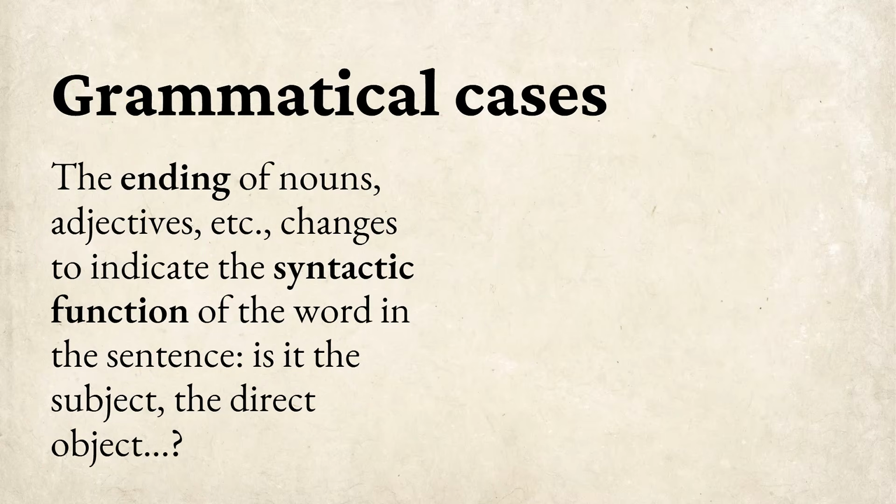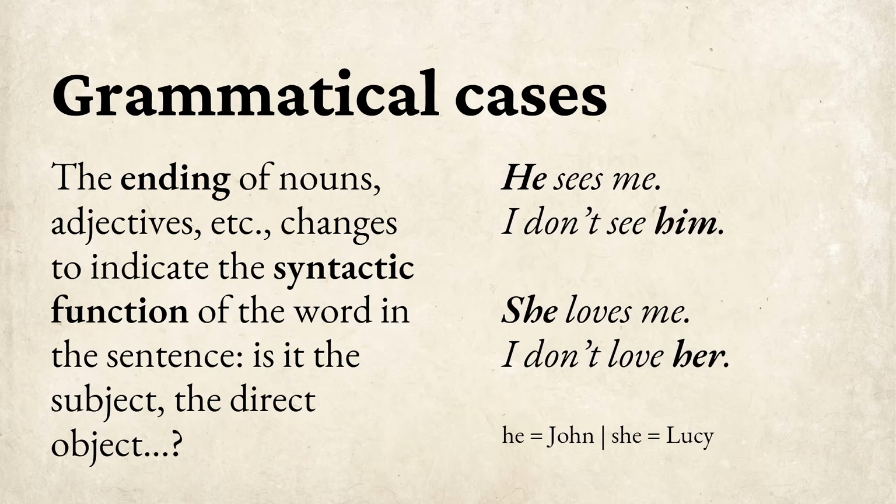So first, grammatical cases, what are they? The ending of nouns, adjectives, pronouns changes to indicate the syntactic function of the word in the specific sentence. So it shows if a word is the subject or the direct object, etc. For example, in English we have he sees me, I don't see him, and this he, him is in this case John. So John sees me, I don't see John, but he, him, they are two different pronouns.